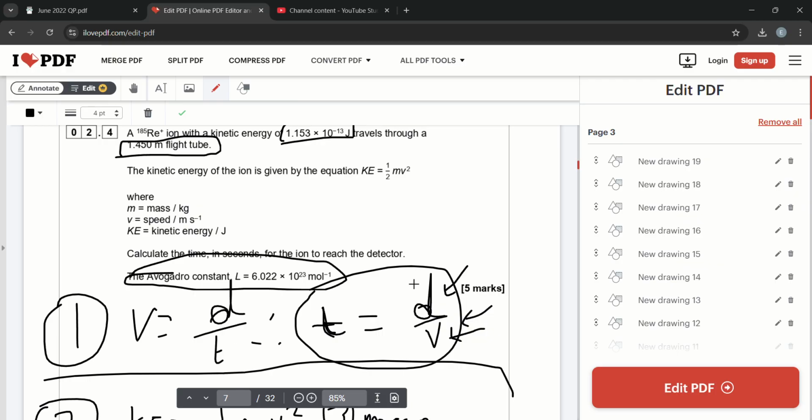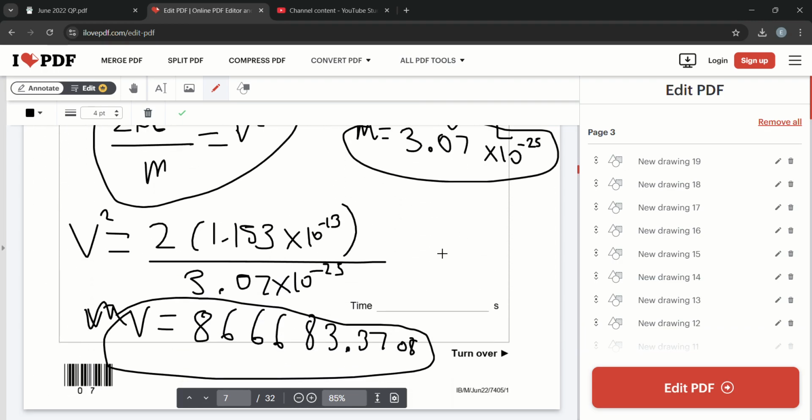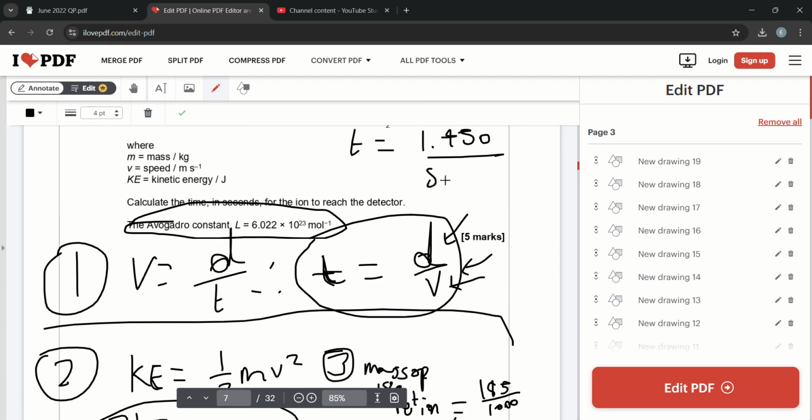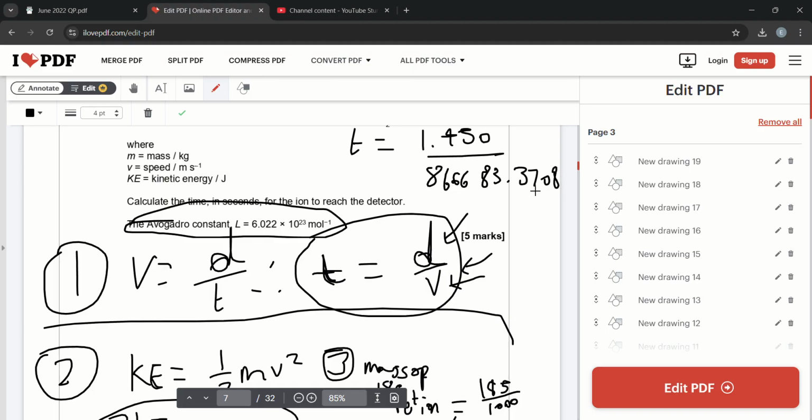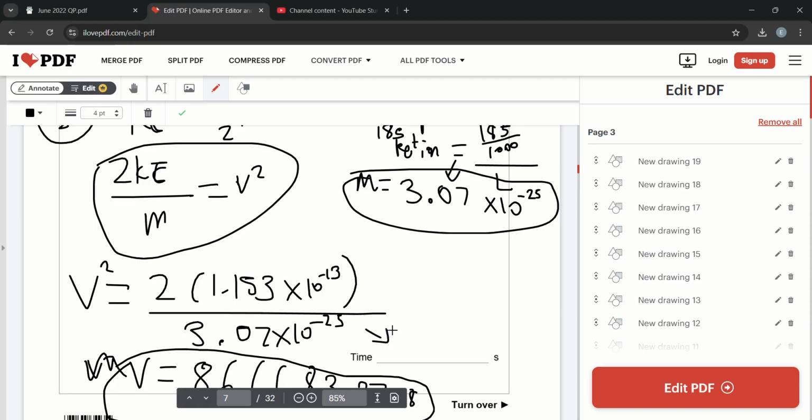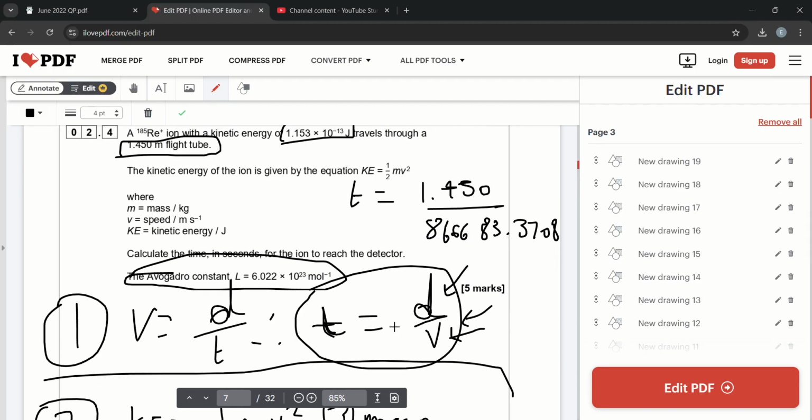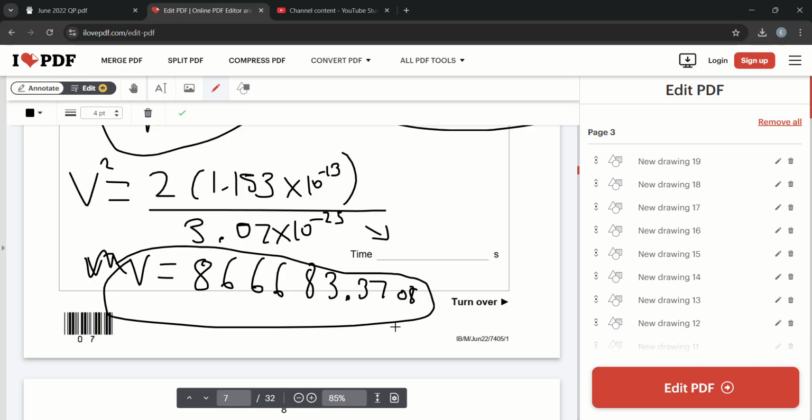And now we can quite easily find the time, because the first thing I did was rearrange it, and I know time is equal to distance over velocity. Time is equal to distance, which is the length of the test tube, 1.450 meters, over velocity, 86683.3708, and then I'll just put the value in here now. So 1.450 over answer, and we get 1.67 times by 10 to the power minus 6.